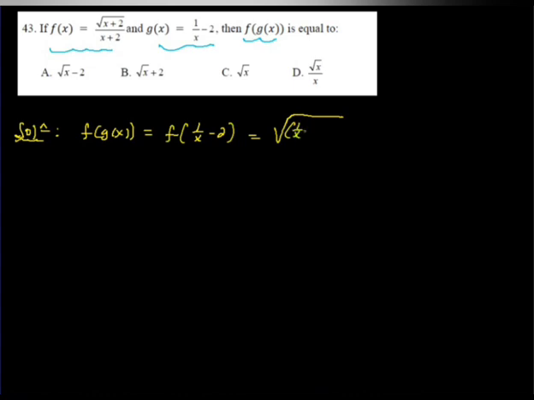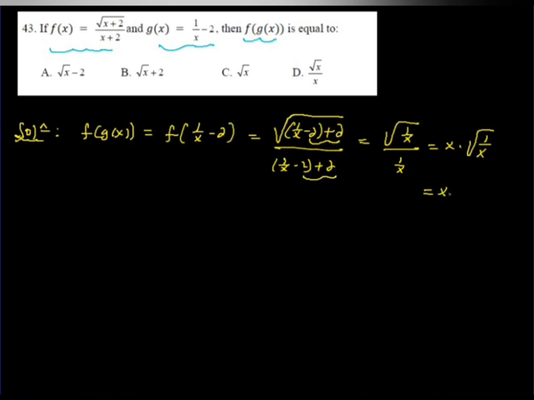So 1 over x minus 2 plus 2 over 1 over x minus 2 plus 2. This means radical 1 over x over 1 over x, because minus 2 with 2 becomes 0. So this means x times radical 1 over x. So we can write like this: square root of 1 is 1, 1 over root x. The result is x over root x.